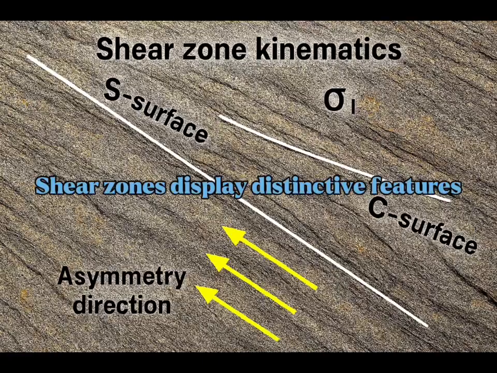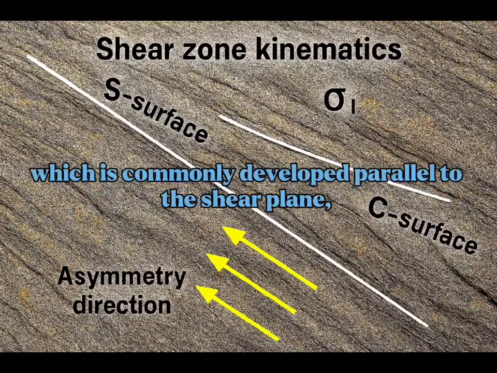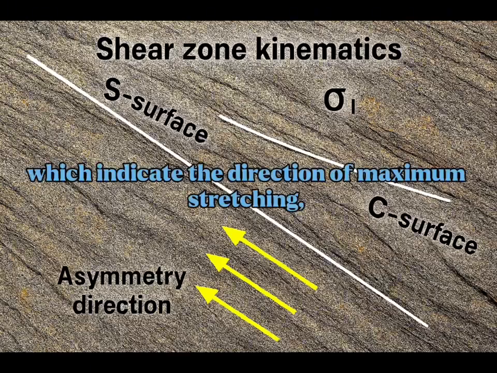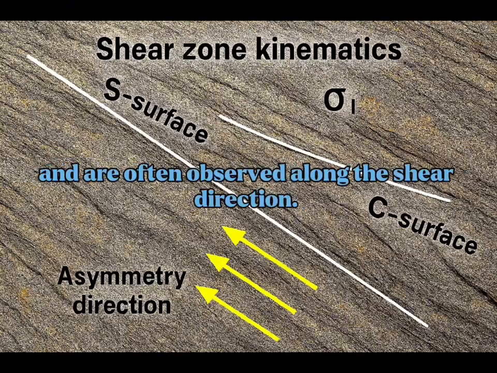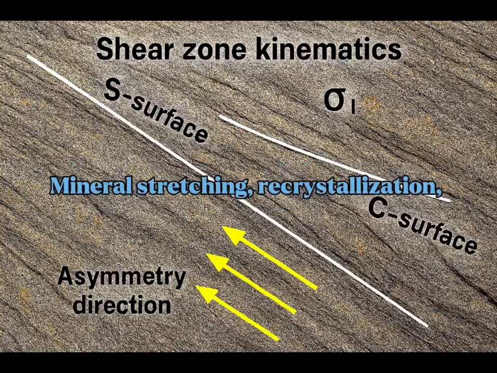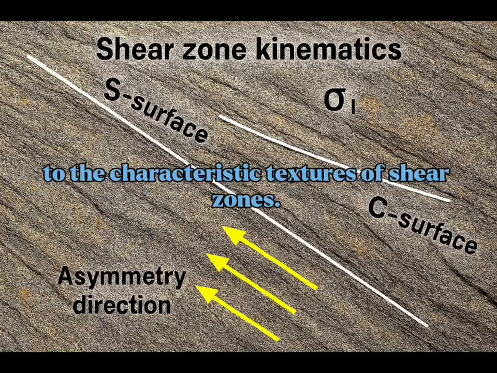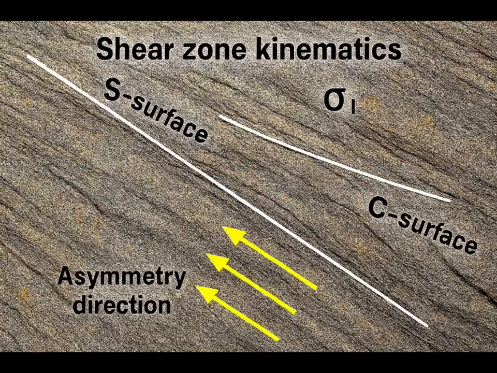Shear zones display distinctive features such as foliation, which is commonly developed parallel to the shear plane due to mineral realignment, and lineations, which indicate the direction of maximum stretching and are often observed along the shear direction. Mineral stretching, recrystallization, and grain size reduction also contribute to the characteristic textures of shear zones.